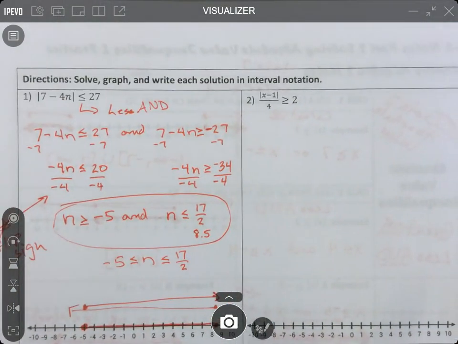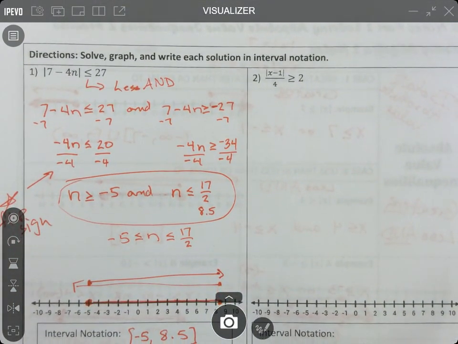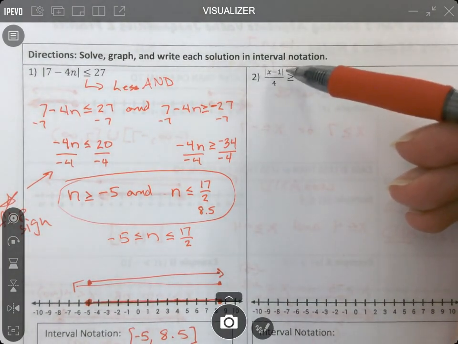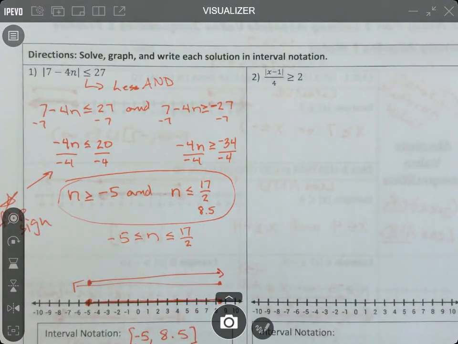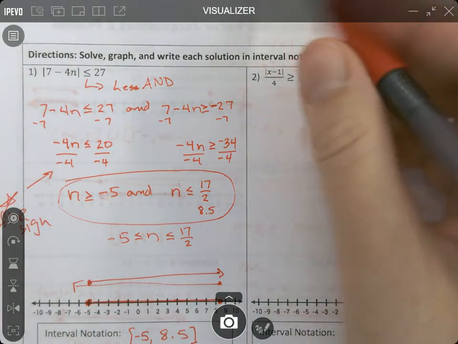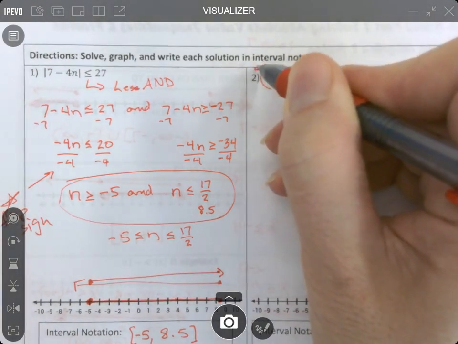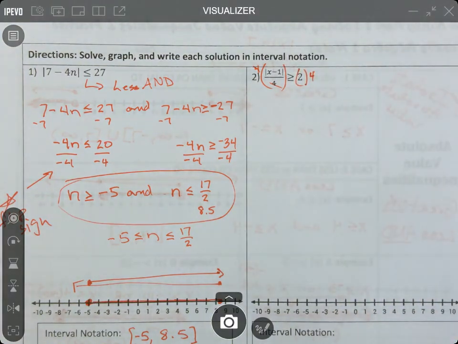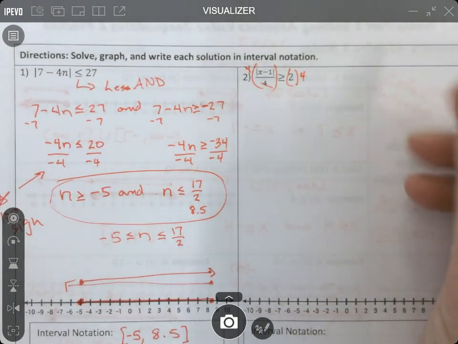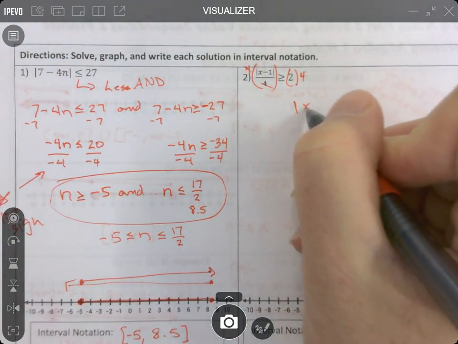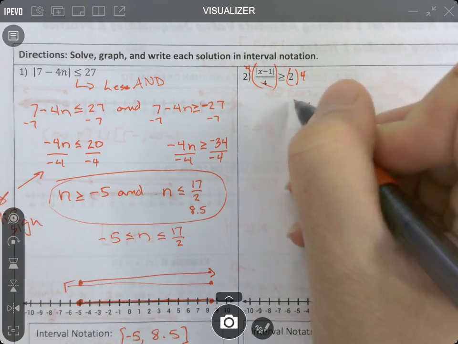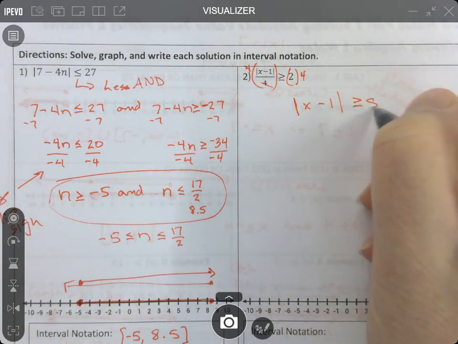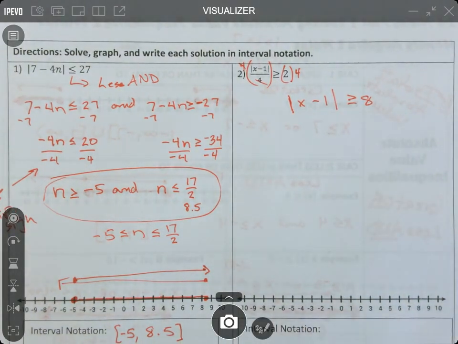Okay, I think there were some mistakes in this idea yesterday on number 2. First of all, I can't get rid of that minus 1 because it's in the absolute value. I also couldn't get rid of it until I get rid of the 4. So I'm going to multiply by 4, so it cancels. And then I have to multiply this by 4. Some people are like dividing the other side. So I've got the absolute value of x minus 1 is greater than or equal to 8. Okay, I have the absolute value isolated.